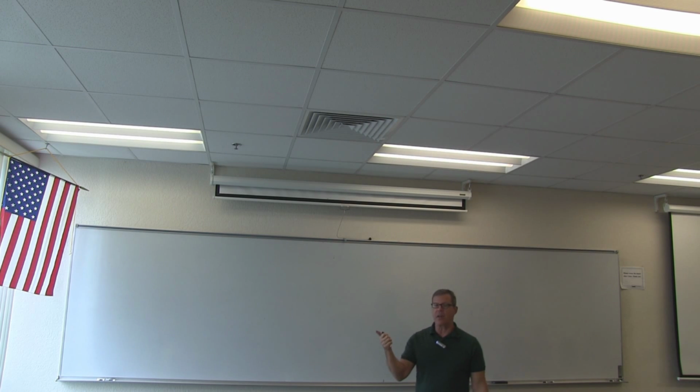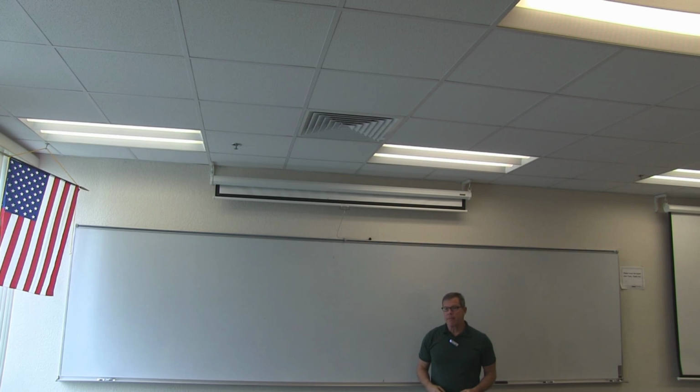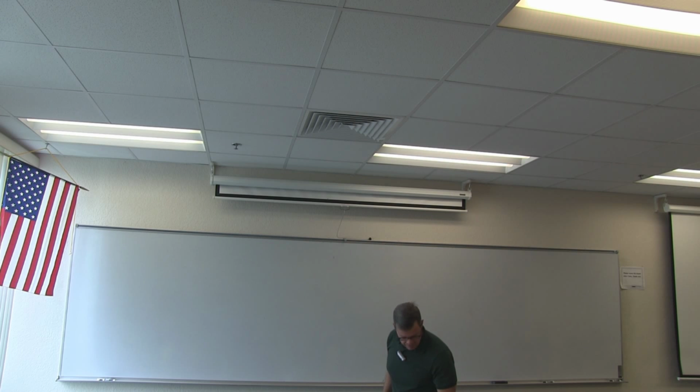Mode's the most frequently occurring score. Median's the middle score. Mean is the arithmetic average. The median is the 50th percentile, also called Q2, right? If we have an odd number of scores, the median's right in the center. If we have an even number of scores, take the two middle scores, add them together, and divide by 2.